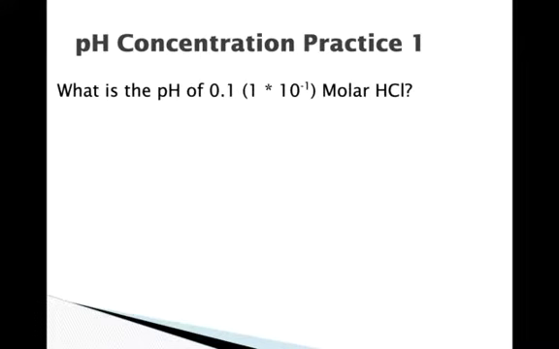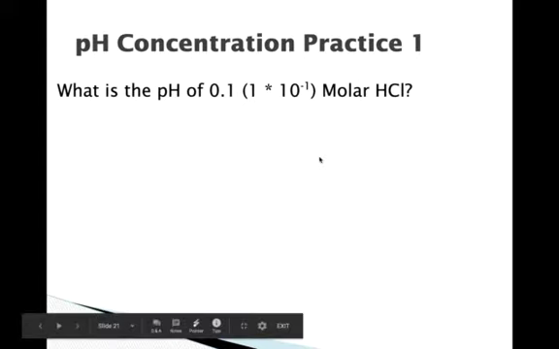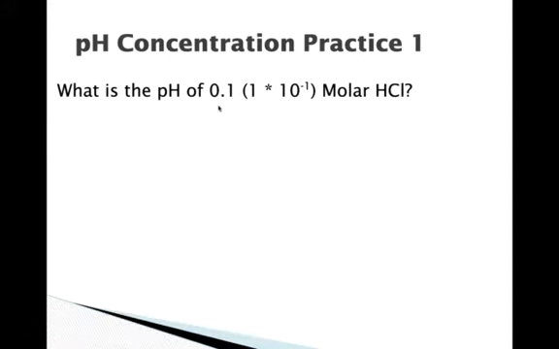Here are a couple other problems for you to try. I'm going to talk about this one in depth, and then you can try the other problems on your own. So we want to know the pH of a solution that is 0.1 molar HCl. So 0.1 moles of HCl per liter. So the first thing we need to do is know the concentration of H plus ions that results.